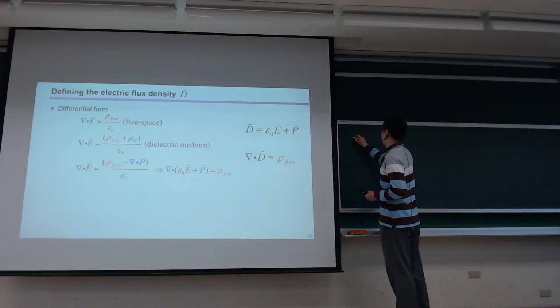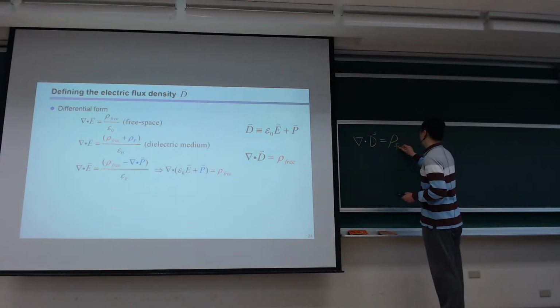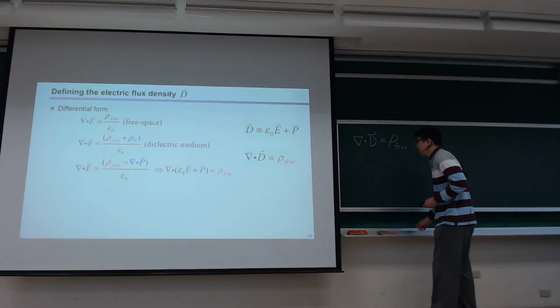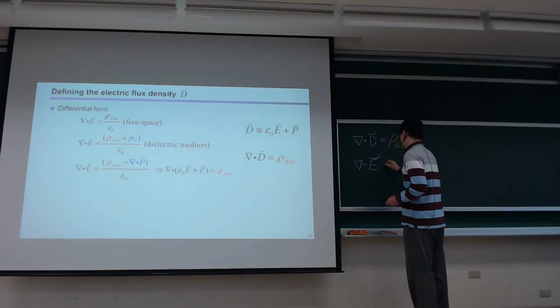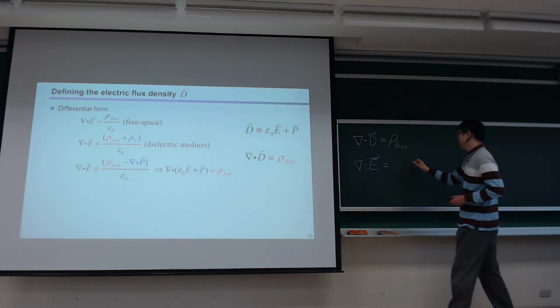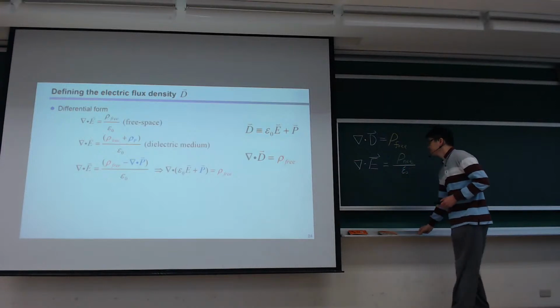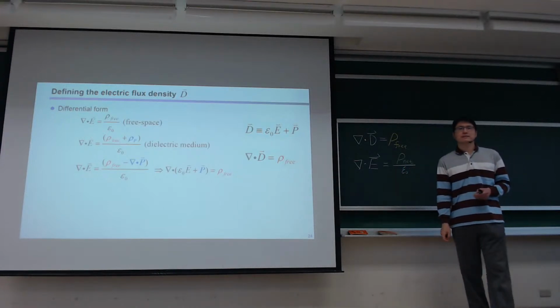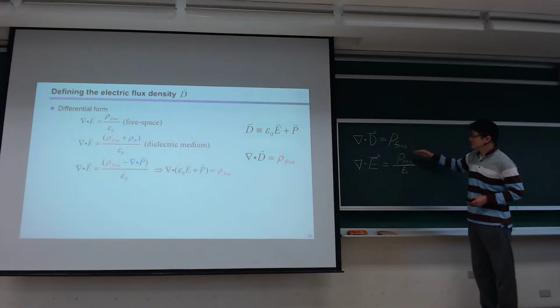So divergence of D is equal to rho free. On the other hand, divergence of E is equal to rho net divided by the constant. So take a good look at these two formulas.